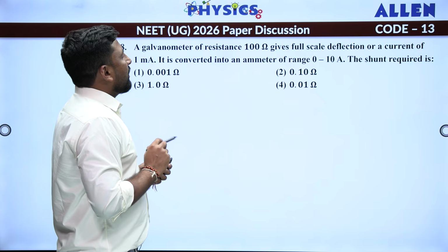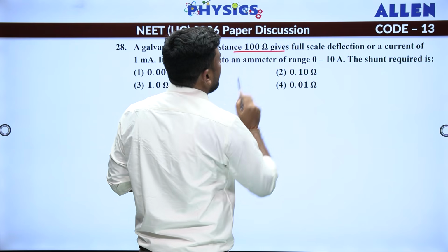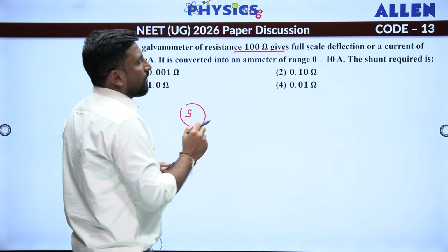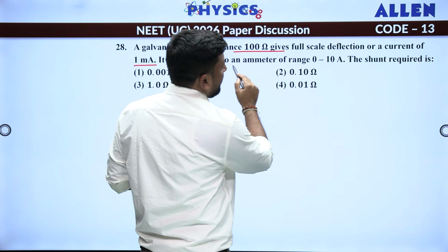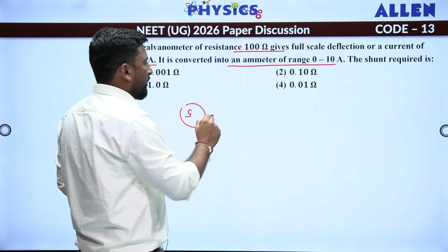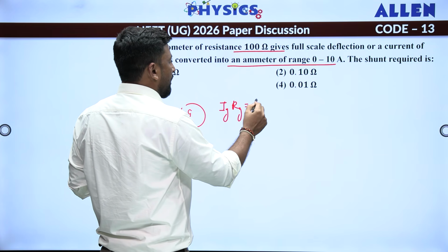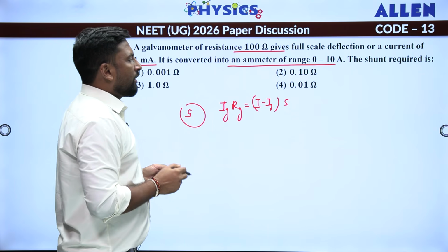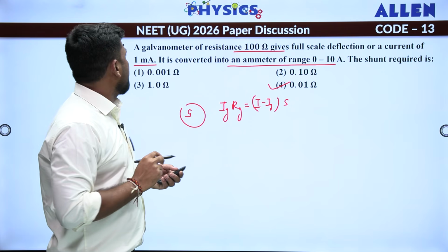Now, question number 28, again a very simple question. The galvanometer has a resistance of 100 ohm. The range for this is 1 milliampere. They want to convert it up to 10 milliampere, and ask what shunt resistance is required. You can say that Ig into Rg equals (I minus Ig) into S. If you apply this formula, you get option 4 as the correct answer for question number 28.